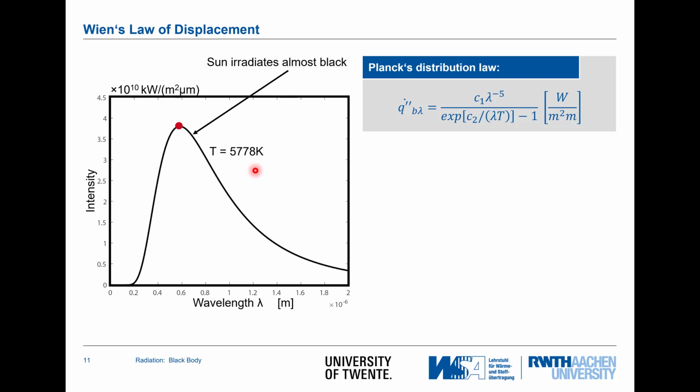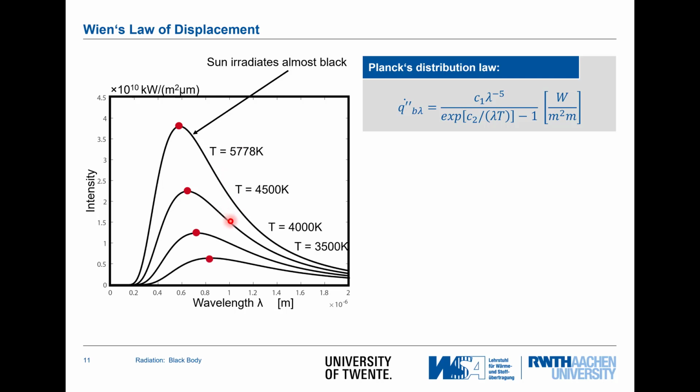and irradiates almost black, so it follows Planck's distribution law. How we get to the sun temperature, I will show you in a second. That's another temperature, and so on. And we have put a red dot at the point where the maximum is. And if we go down here, we see that the red dot is shifted to larger wavelengths if the temperature goes down.